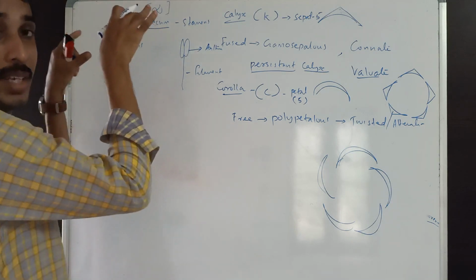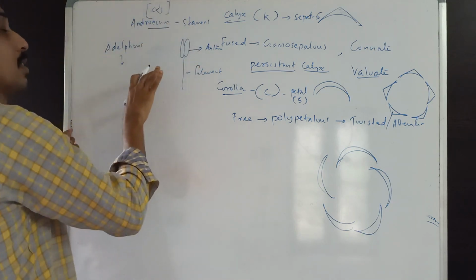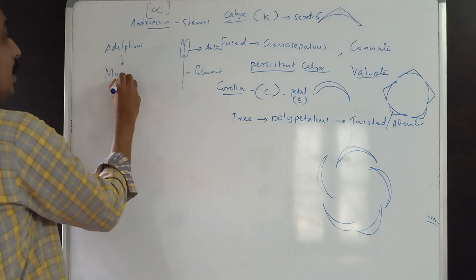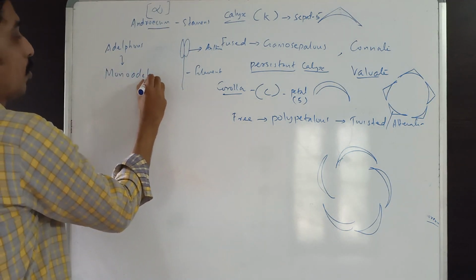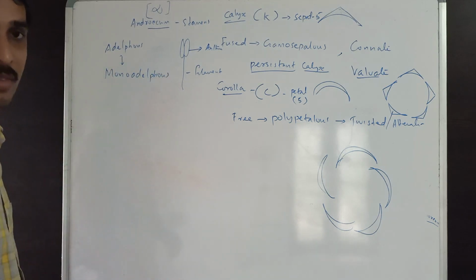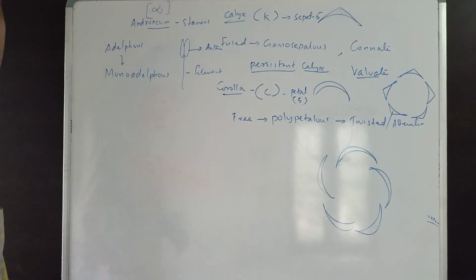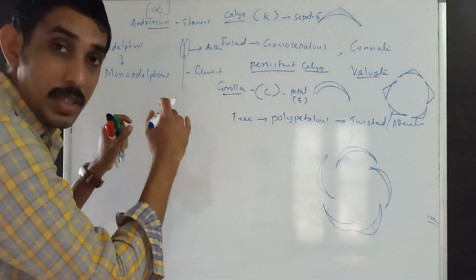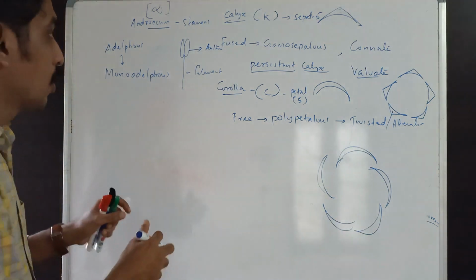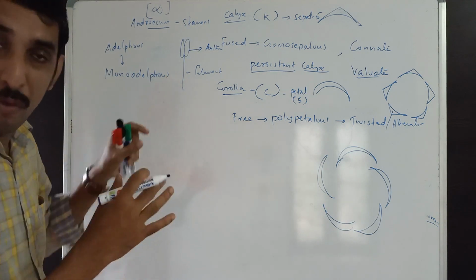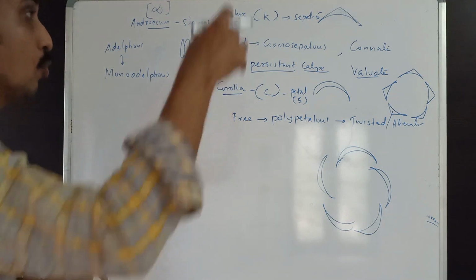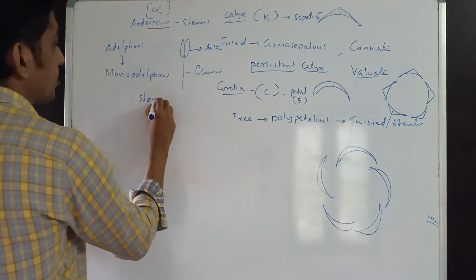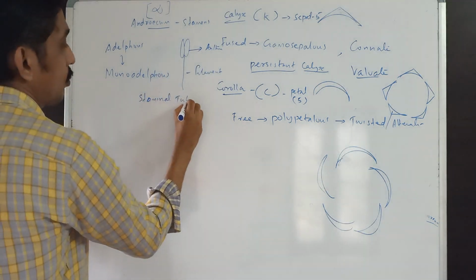But even though they are infinite, all the filaments of the stamens are united into a single bundle. That is why it is called monoadelphous stamen. In case of Malvaceae, especially in hibiscus, all the filaments get fused and form a tubular structure. That is called staminal tube.